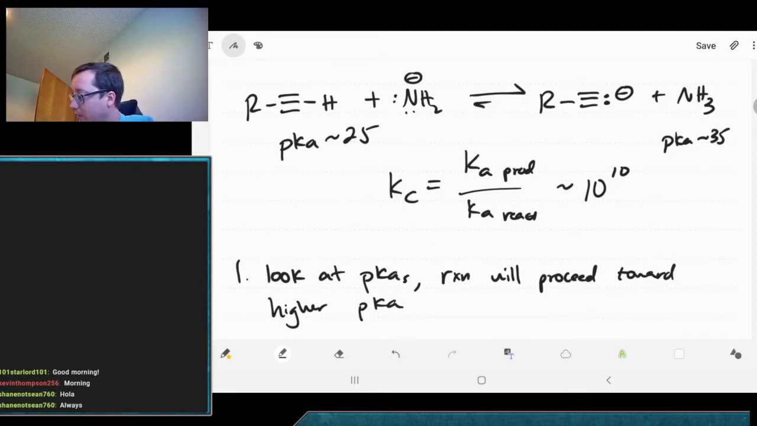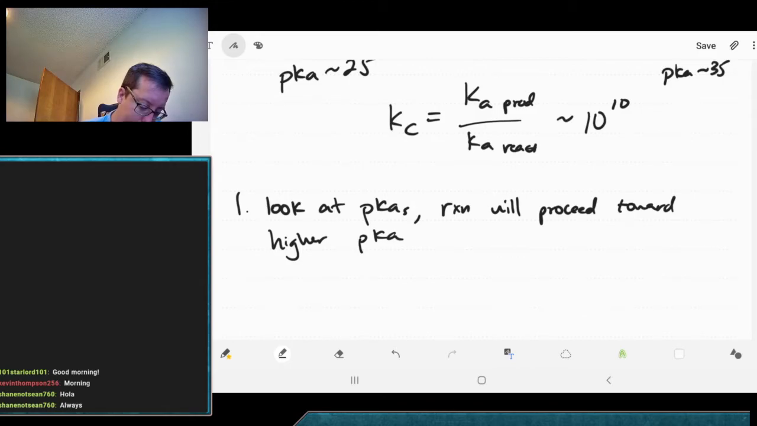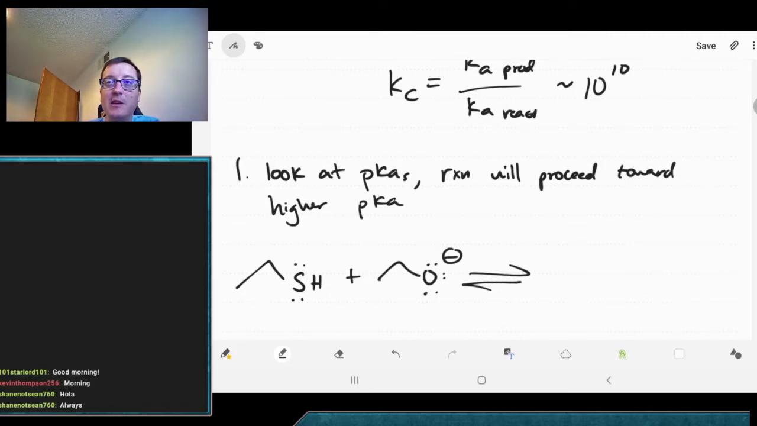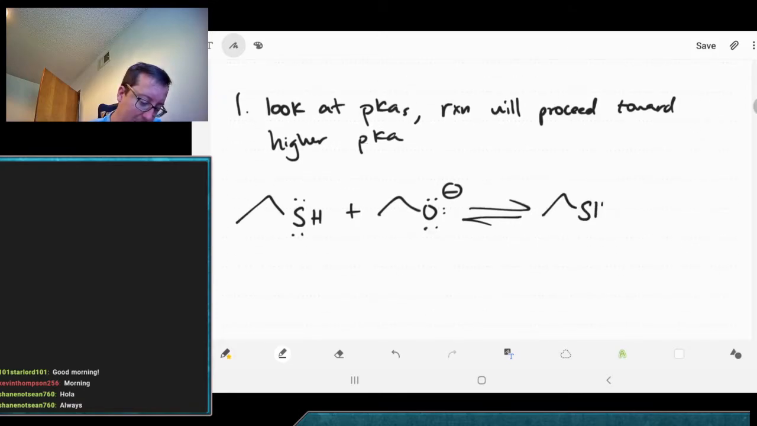Let's see if we've got some. Let's say we've got these two. No, I'll make it an SH. Let's see what we can do with this reaction. Well, if it's acid-base, we're just going to be moving a proton around.